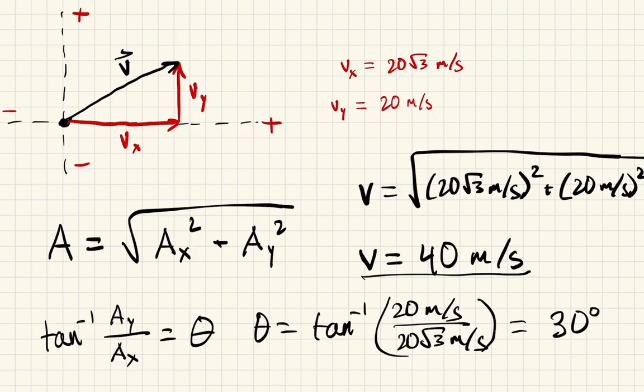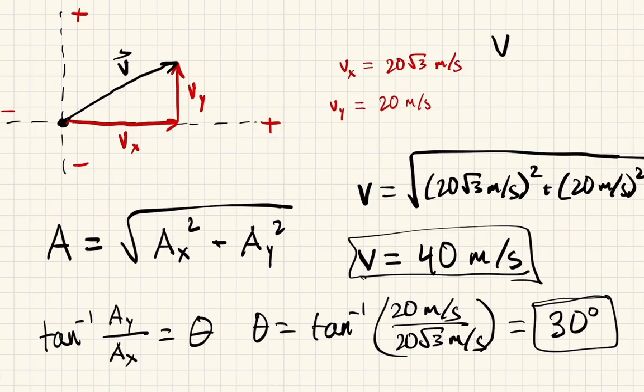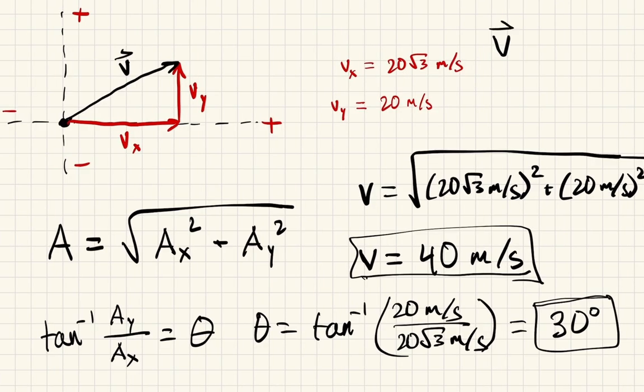And so in this case, by using the Pythagorean theorem and the inverse tangent equation that we derived earlier, we find that the vector that we had the components of is actually 40 meters per second, 30 degrees above the horizontal.